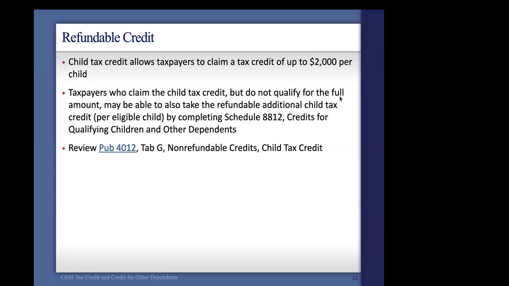The child tax credit is unique because if a taxpayer cannot benefit from the non-refundable credit, the taxpayer may qualify for the refundable additional child tax credit on the Schedule 8812. The child tax credit is non-refundable, but it allows taxpayers to claim a tax credit of up to $2,200 that was increased this year. Taxpayers who are not able to claim the full amount of the child tax credit may be able to take the refundable additional child tax credit, or ACTC. It refers you again to your Publication 4012, Tab G, non-refundable credits, child tax credit, for more information.